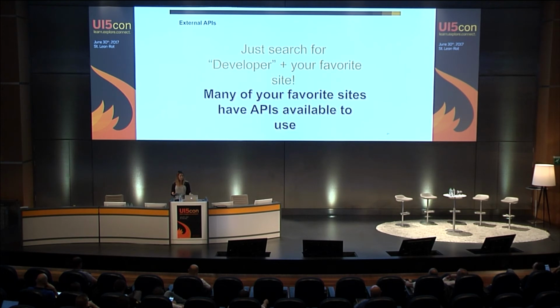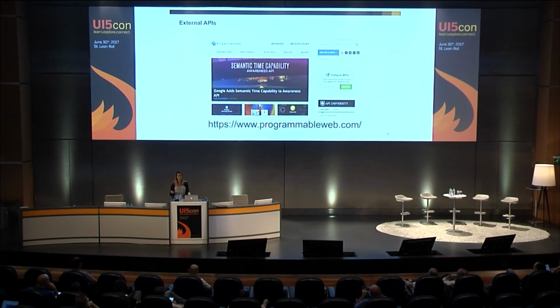Yeah, so most of your favorite sites have APIs. And if you want a good catalog of external APIs to look for, Programmable Web is going to be a great resource for finding a lot of APIs that are available out there for you. They have a great API catalog. If you go under API directory, they have lots and lots of APIs that are available there. You'll even see some SAP ones up there as well.